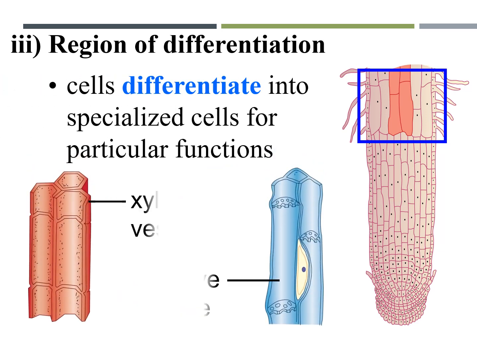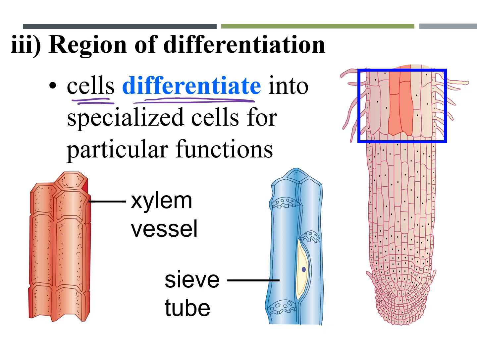After elongating and becoming longer, the cells will later differentiate into specialized cells for different functions, such as the cells on the side, the root hair. Or you can find cells at the center of the root, such as the transporting vascular tissues. You can find the xylem vessels for water transport, or sieve tubes for nutrient transport, such as sucrose.